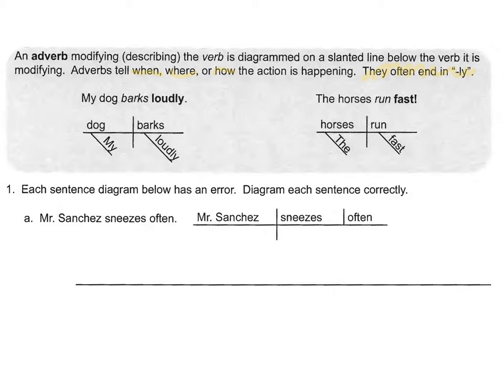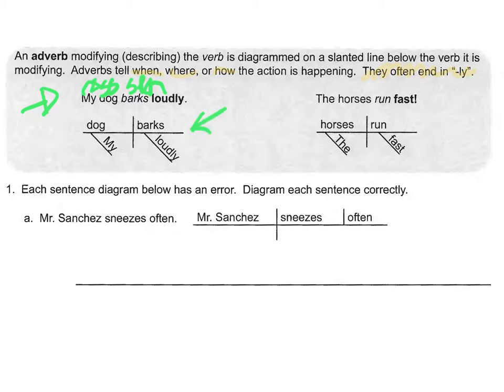So let's take a look at this right here. It says, my dog barks loudly. Who or what is it about? It's about dog. What does dog do? Dog barks. What does dog bark? Well, we don't know, so there's not a direct object there. But how does dog bark? Loudly. And then which dog? My dog. So we have an adjective modifier there. And you can see how this is diagrammed right here.